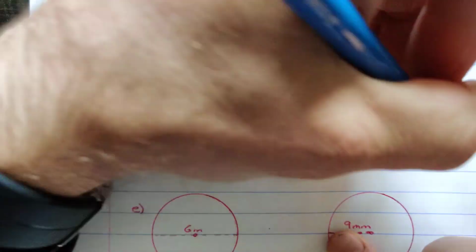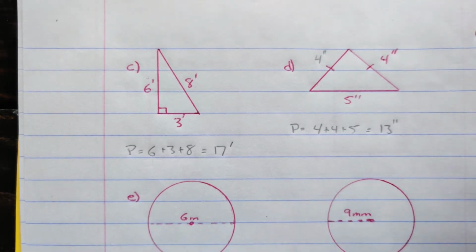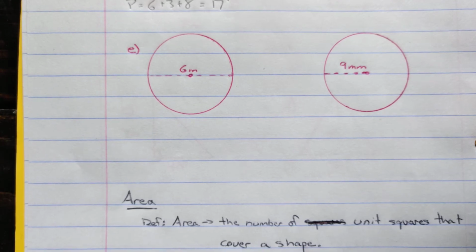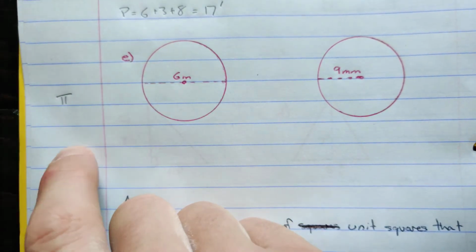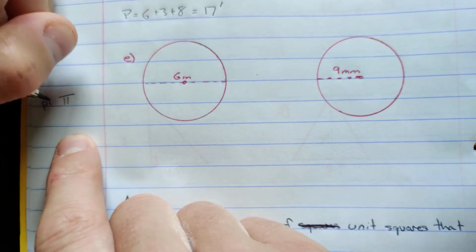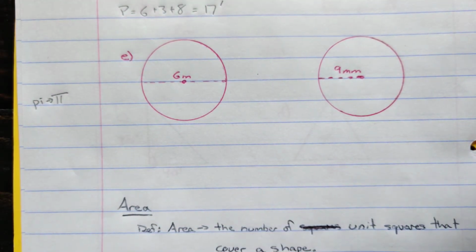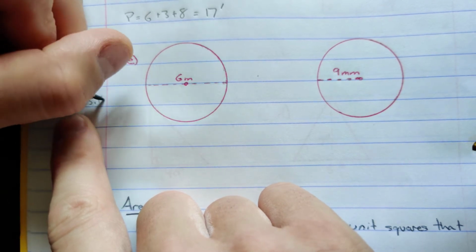8 plus 5 is going to give us 13 inches. And there is our triangles. Now, in terms of circles, they're a little different. The perimeter of a circle is based on pi. Remember pi, which we write like this, P-I, not P-I-E. Pi is equal to 3.14.